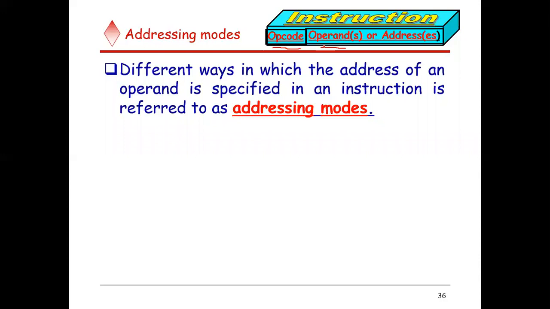You already know that in high-level programming languages we were using variables and even pointers. Those all hold data. In the same way, assembly language programming also holds the data in different formats. That is what we are discussing through addressing modes.